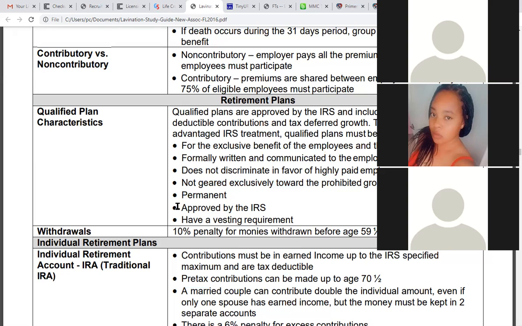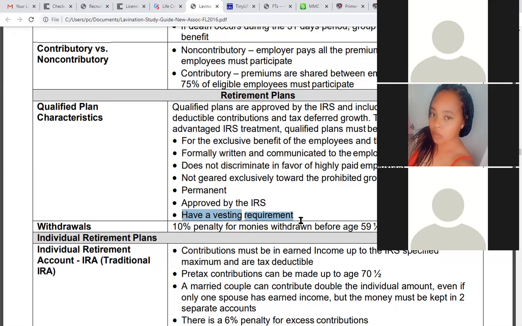You have to be permanent. The plan must be approved by the IRS. That's when the Internal Revenue Service has to approve the plan. And then they also have to have a vesting requirement. Vesting means if your company put money for you in that retirement plan, when can you take the money from the employer? Because if they don't have any vesting requirement, that's an issue. So they must have a vesting requirement. Okay, so that's what you need to know.